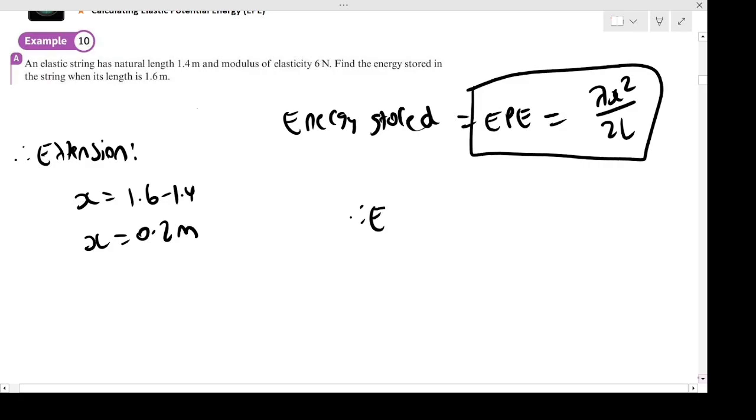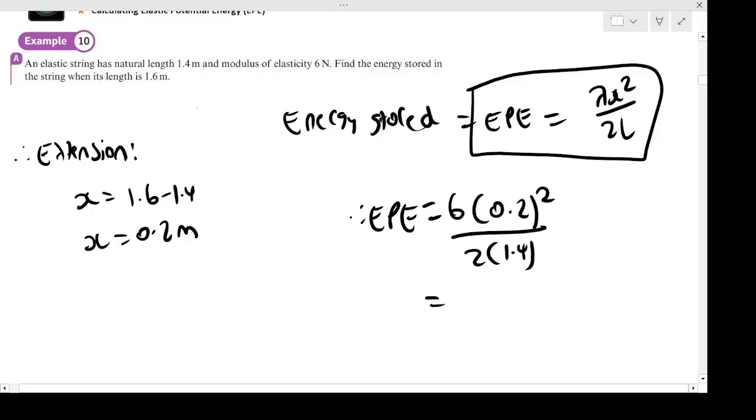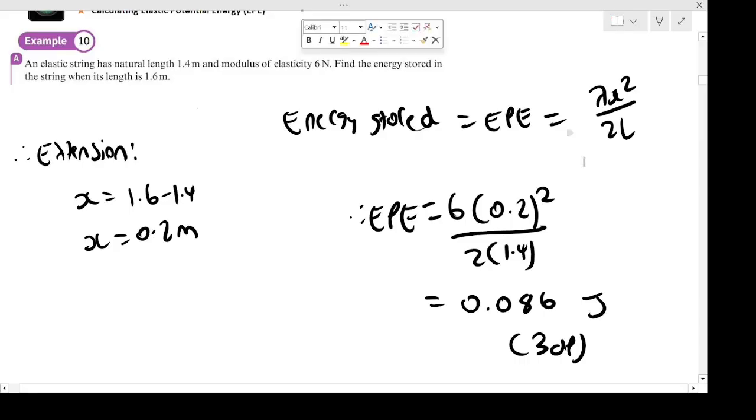So therefore the EPE, well, the modulus of elasticity is 6 times the extension 0.2 squared, divided by 2 lots of the natural length, which is 1.4. So if you work that out, that's going to be 0.086, and that would be in joules because it's a form of energy, to 3 decimal places. And there we are. Hopefully happy with how the formula works then. We just sub the numbers in, but there we are.